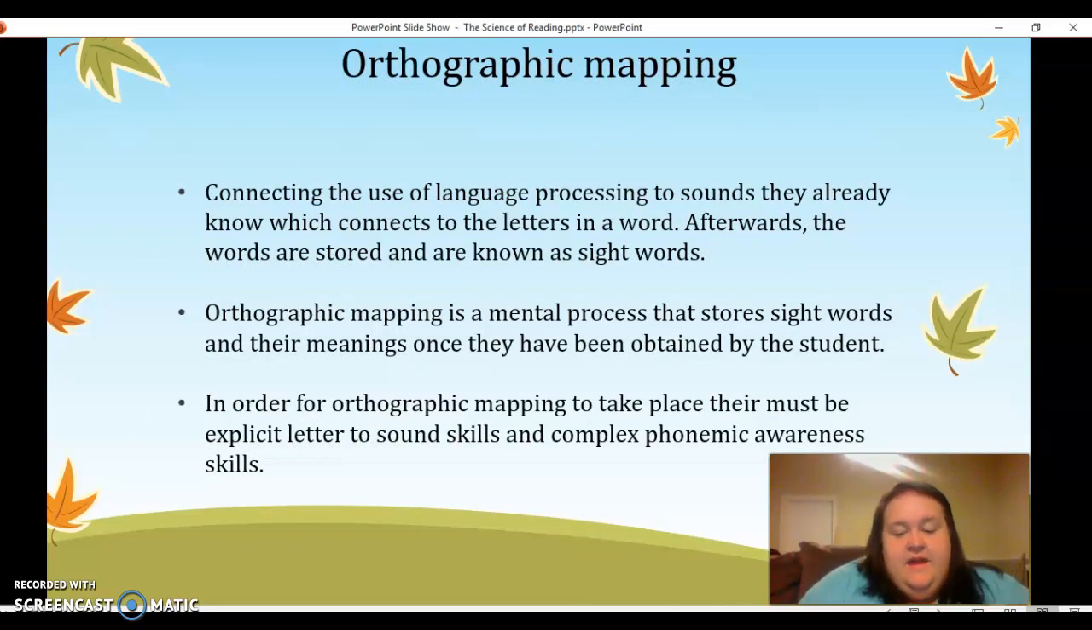And orthographic mapping. So we discussed orthographic mapping earlier, but orthographic mapping is connecting the use of language to sounds that they already know, which then connects to letters in a word. It is the mental process that stores words for immediate retrieval. And that's like unfamiliar words. These are like sight words. Basically, what you're doing is you're figuring these words out and storing them in your mind, and then it's a repetitive thing. You have to have those stored in your mind, and then you can retrieve them. That's basically what we teach in the classroom as sight words.